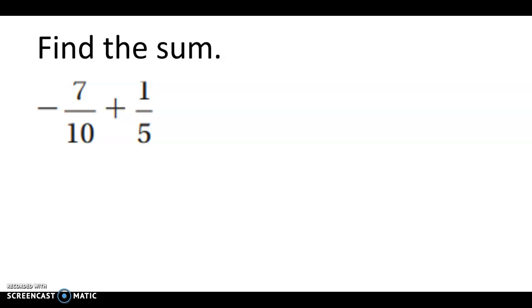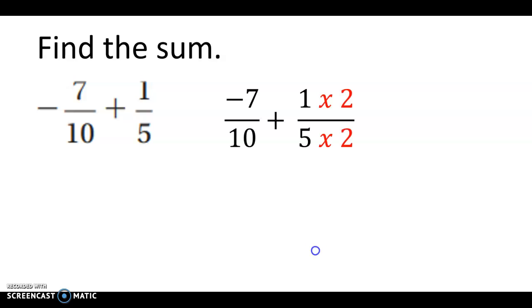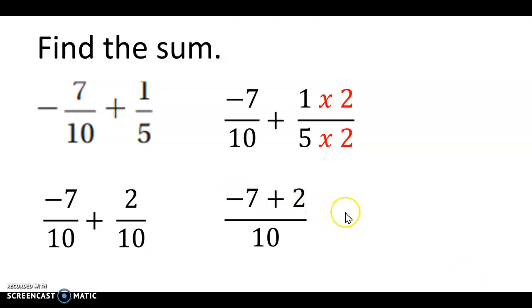Alright, this is a review from yesterday, so go ahead and try this one. Common denominator of 10 and 5 would be 10. So multiplied by 2, both of these. So we get 2/10. Now, you notice there's a negative and a positive. Since they're opposite sign or different signs, you subtract. So -7 plus 2 is -5 over 10. Now we have to simplify this. What can we take out of both of those? A 5. So we end up with -1/2.